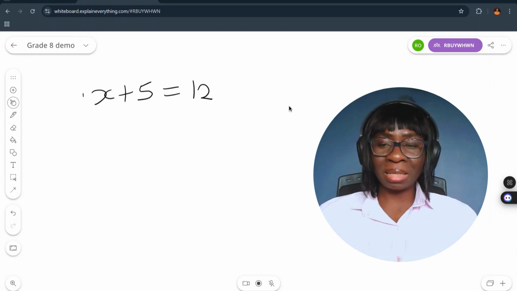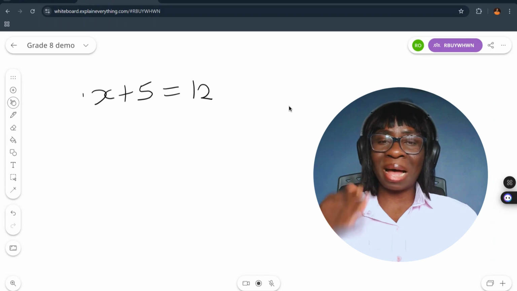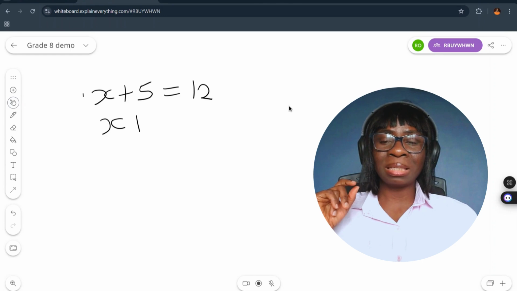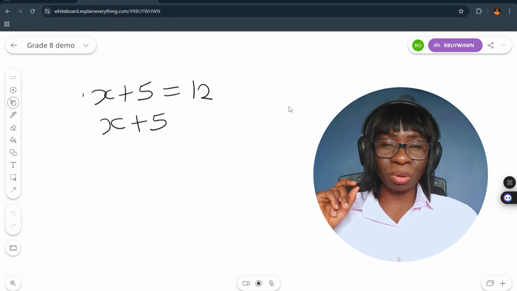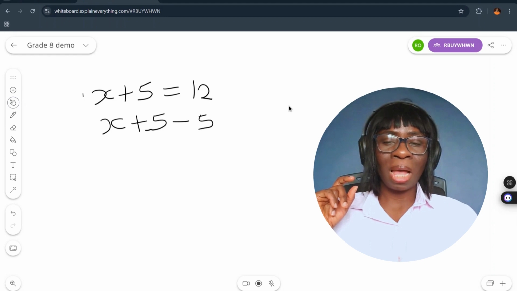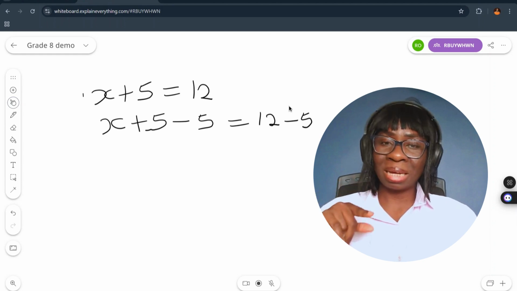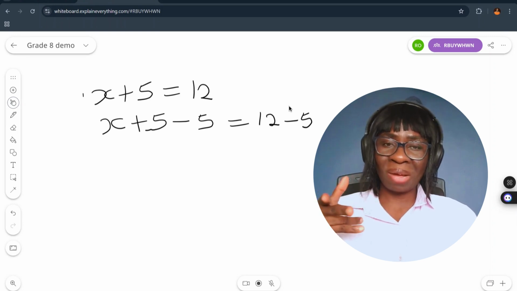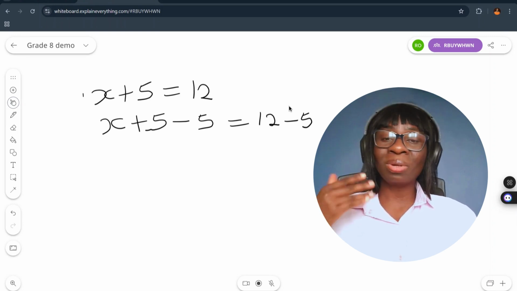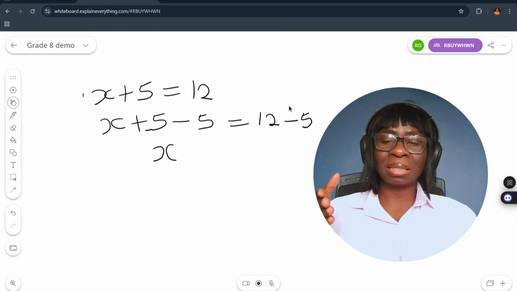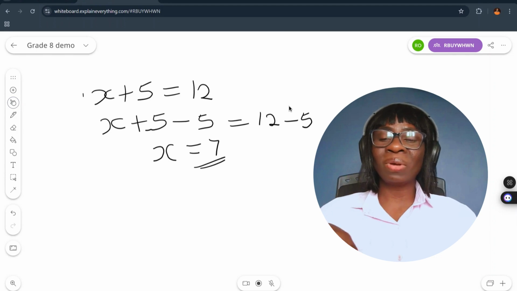So now that we have x plus 5, we will now add the opposite of that to both sides. That is, we will have x plus 5. What is the opposite of plus 5? That will be minus 5. And then that will be equal to 12 minus 5. Whatever we add to the left hand side, we must add it to the right hand side. So plus 5 minus 5, that would give what? That will give 0. So that means x plus 0, and that's the same thing as saying x equals 12 minus 5. That is 7. So this is how to solve a one-step equation.